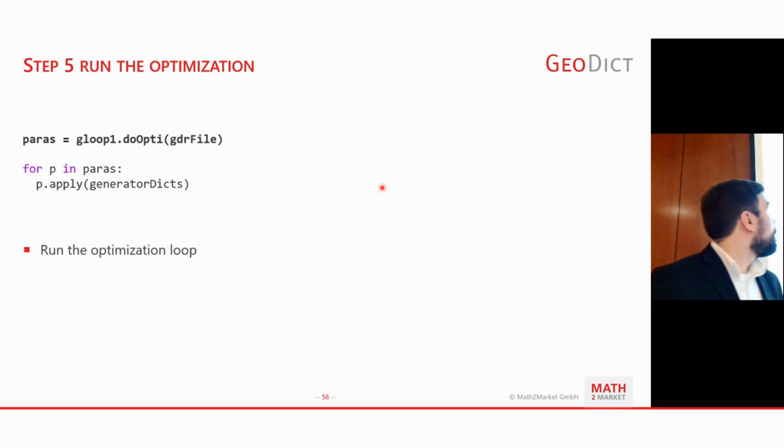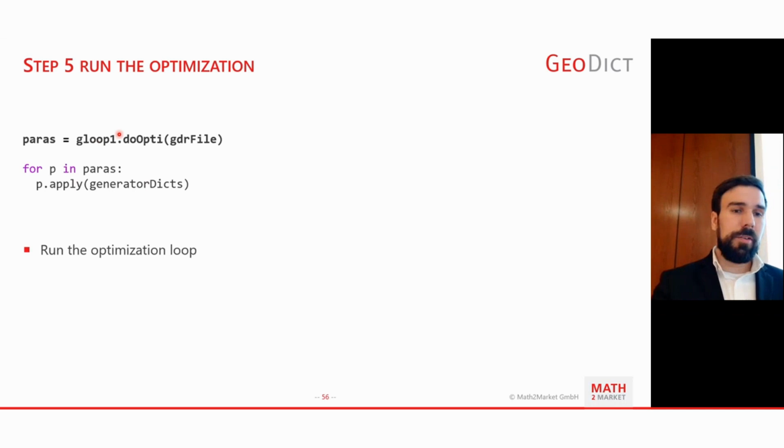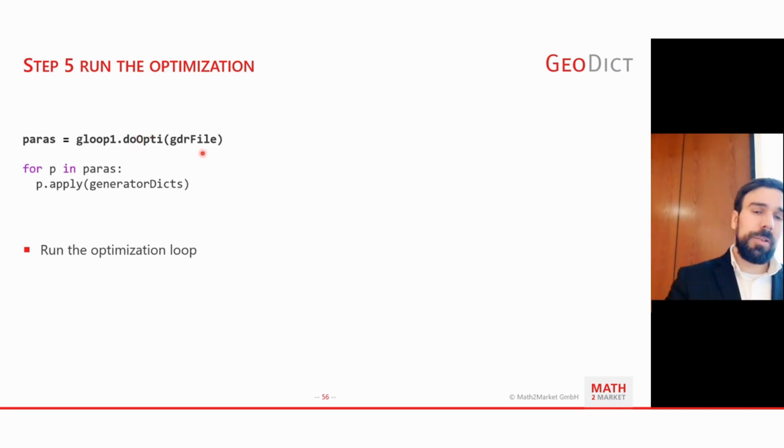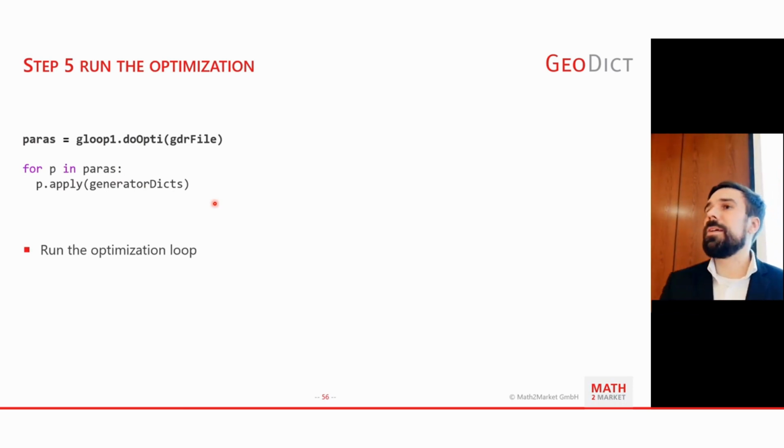So now that we have everything set up, we of course need to run it, where we just call on our optimization loop variable the doOpti function and pass in the result file where it should write its intermediate results. And the output will be the optimal parameters it found. There's again a list of parameters, and we can just apply them to our generator dicts to have the current values written into the generator dictionary and use it maybe later on for a second optimization loop.